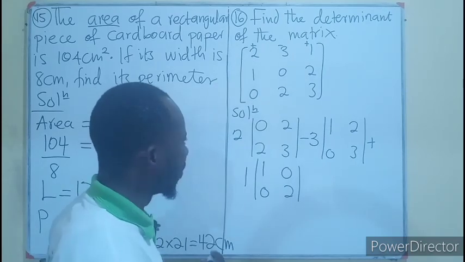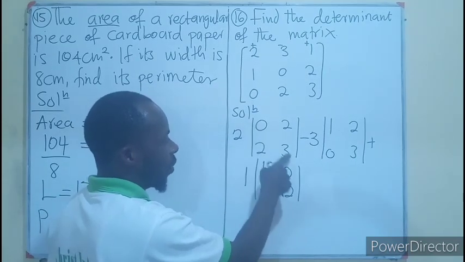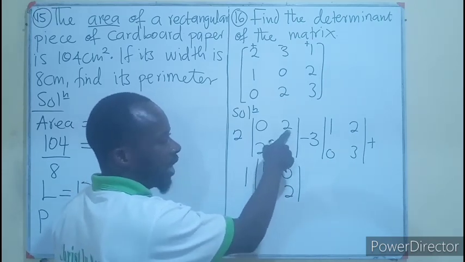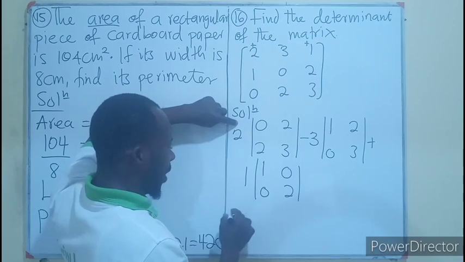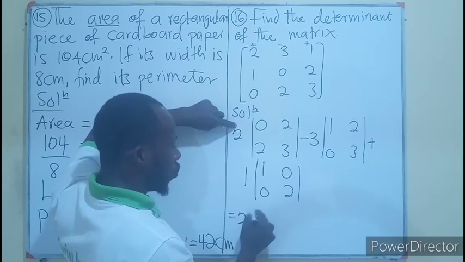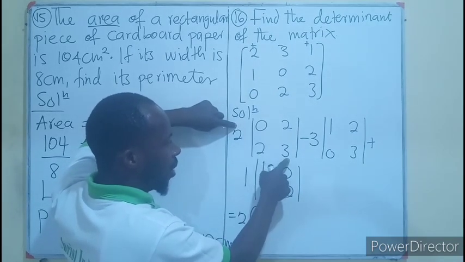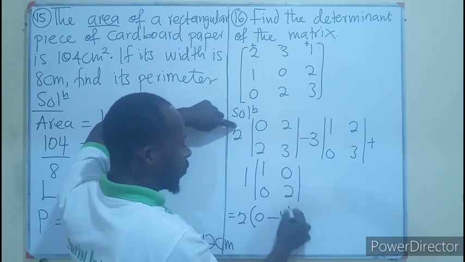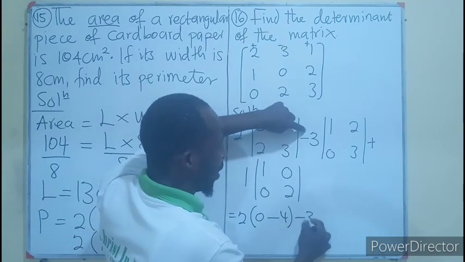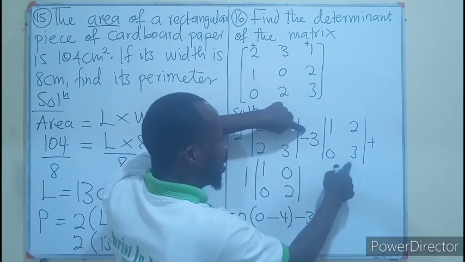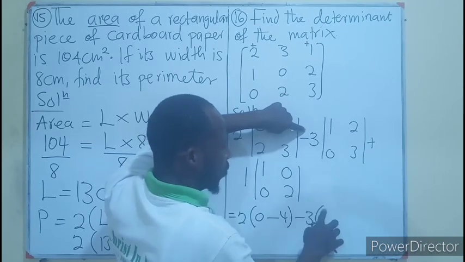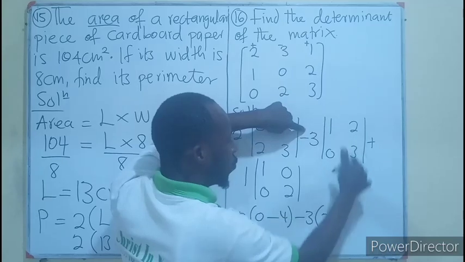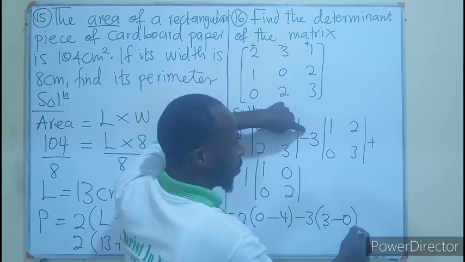How do you find determinant? You know the determinant is the leading diagonal multiplication, minus the product of what? The other diagonal. Meaning from here, I maintain my 2 into bracket, leading diagonal multiple will give me 0, minus the other diagonal, which will be 4. Minus 3 into bracket, leading diagonal, sorry, 3. That is 1 times 3, will be 3, minus 0 times 2. That will be what? 0.